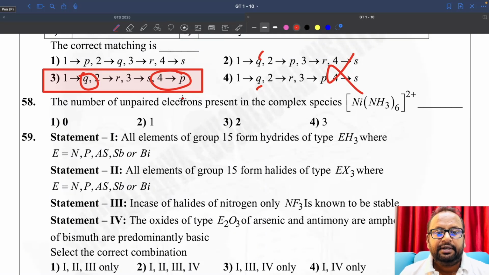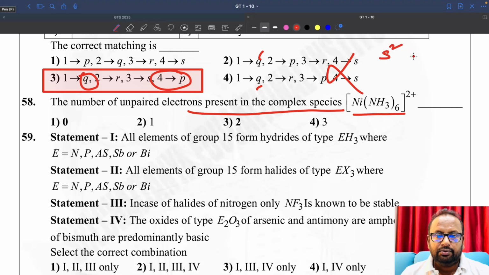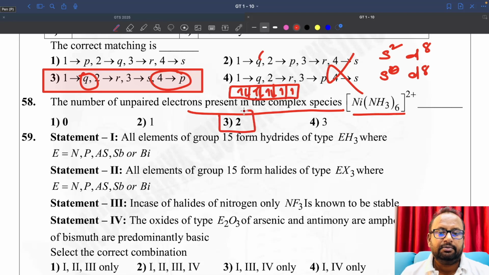The number of unpaired electrons present in the complex of Ni(NH3)4 2+ is. So nickel electron configuration is 4s2 3d8. It is in plus 2 oxidation state, so it will be having 4s0 and 3d8. So 8 electrons means 1, 2, 3, 4, 5, so 1, 2, 3, 4, 5, 6, 7, 8. So 2 electrons are unpaired. So answer must be 2.